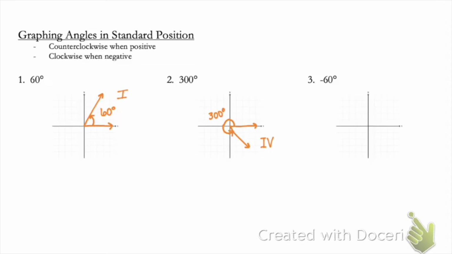Problem 3, this time we have a negative angle. So in problems 1 and 2, I started from my initial side going up and around. I went counterclockwise against the clock. Now we're going to go down. We're going to go clockwise since it's a negative angle. Still start with your initial side on the x-axis, but this time we're drawing down. Again, 60 degrees is about right there. That actually kind of looks more like 45, but you get the idea. And again, we are in quadrant 4.